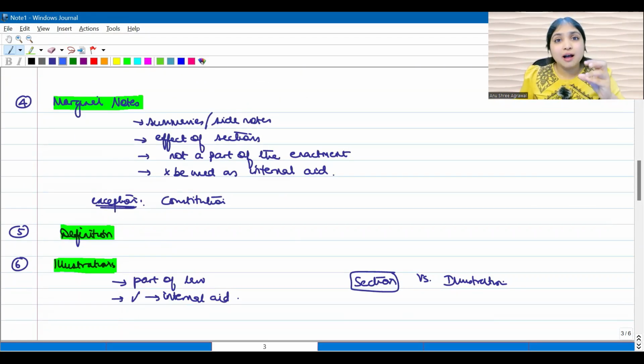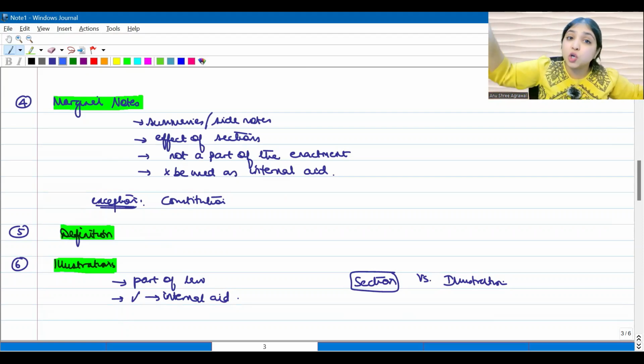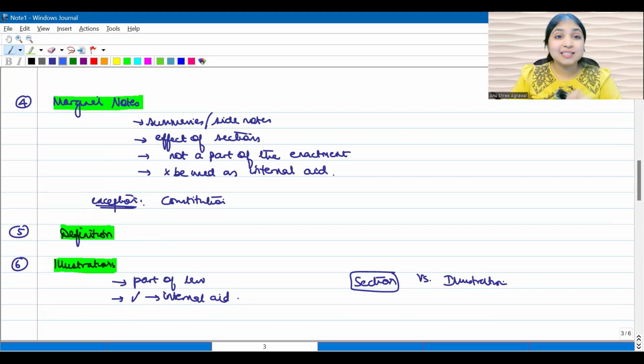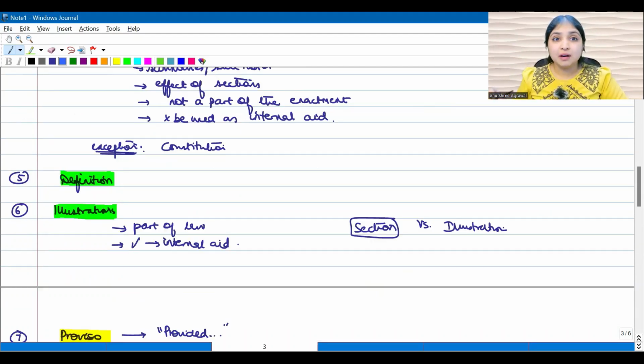Then we learned about marginal notes. Marginal notes are written on the sides of the law and they help us understand the effect of the sections. But marginal notes are not a part of the law when it was enacted. They were introduced only later, after the law was enacted. So marginal notes are not considered a part of the statute and hence they cannot be used for interpretation. However, an exception is the Constitution of India. The Constitution also has marginal notes, but those were included in the Constitution when it was made, at that point itself. So the Constitution's marginal notes are a part of the Constitution and they can be used for interpretation.